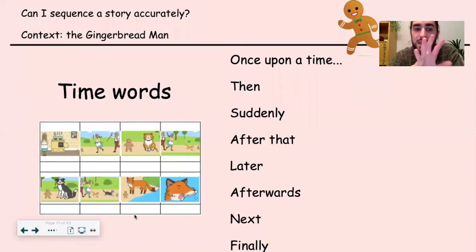I'm going to leave these time words and the storyboard up on the screen for our last slide, so that if you wanted to pause the video now and keep this up on the screen, then you could use that to help you out and help you remember those time words as well and see how they're spelled correctly as well.